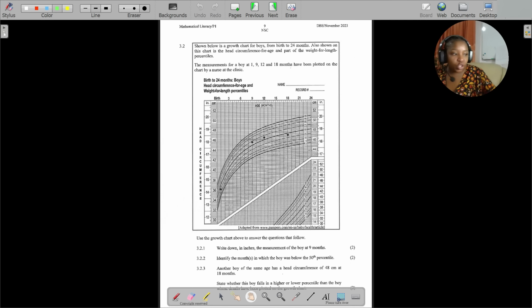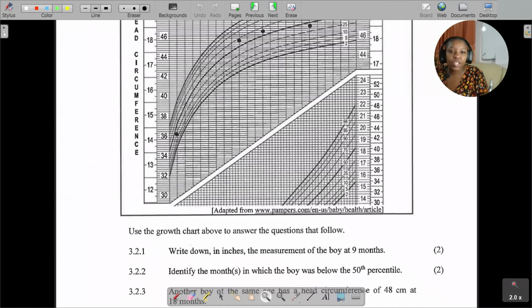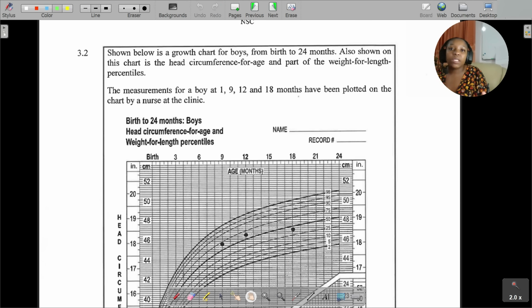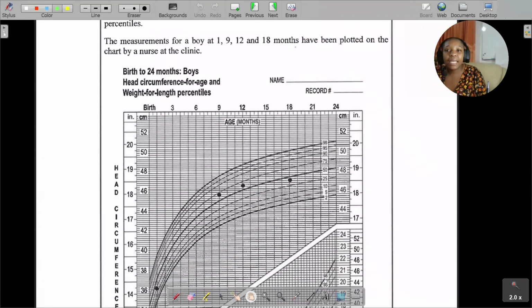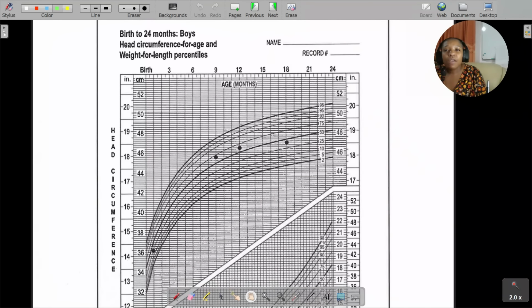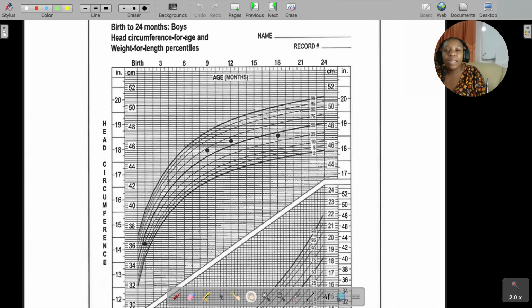Shown below is a growth chart. I remember some learners were asking, I wish you had done a growth chart. There it is, we've got a growth chart. Shown below is a growth chart for boys from birth to 24 months. Also shown on the chart is the head circumference for age and part of the weight for length percentiles. The measurements for a boy at 1, 9, 12, and 18 months have been plotted on the chart by a nurse at the clinic. So this is birth to 24 months, the boy's head circumference for age and weight for length percentiles.